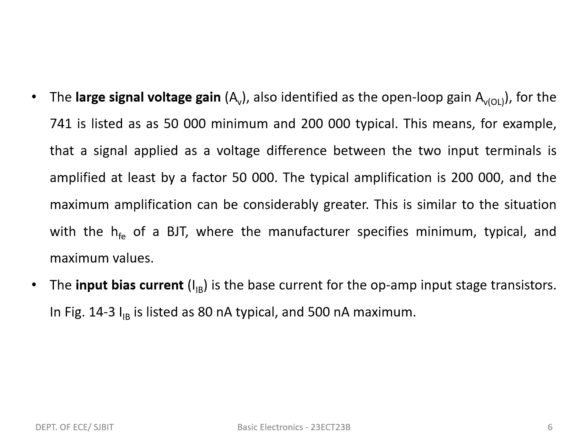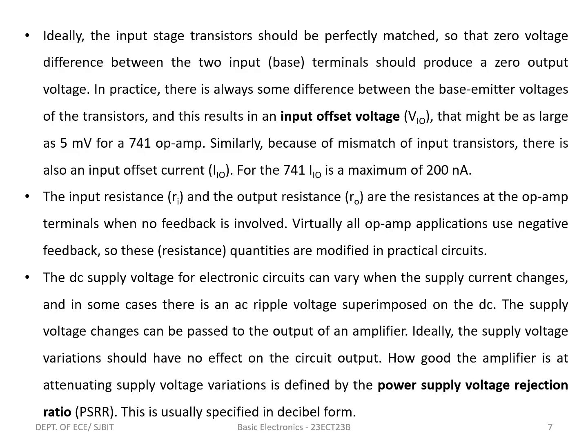Now the figure in the data sheet is listed as 80 nanoamps typical and 500 nanoamps maximum. Ideally, the input stage transistors should be perfectly matched so that zero voltage difference between the input terminals should produce a zero output voltage. In practice, there is always some difference between the base emitter voltages of the transistors, and this results in an input offset voltage that might be as large as 5 millivolts for a 741 op-amp. Similarly, because of a mismatch of input transistors, there is also an input offset current for the 741. IIO is a maximum of 200 nanoamps.